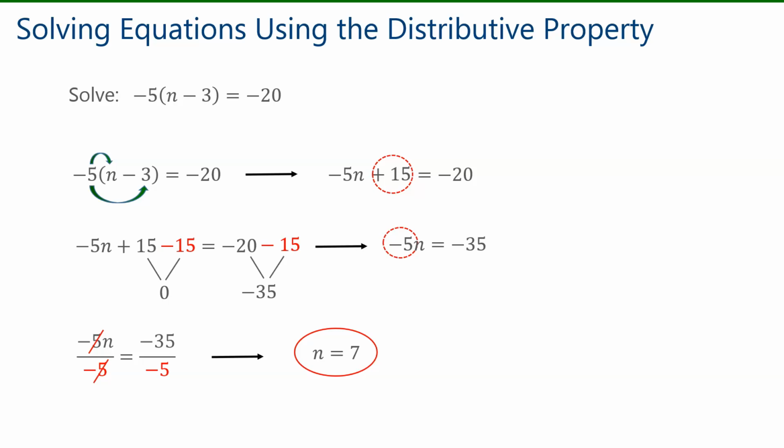I can substitute that back into the original equation. We do the operation inside the brackets first. 7 subtract 3 equals 4. And negative 5 times 4 equals negative 20. The left-hand side equals the right-hand side. So n equals 7 is the solution to the equation.